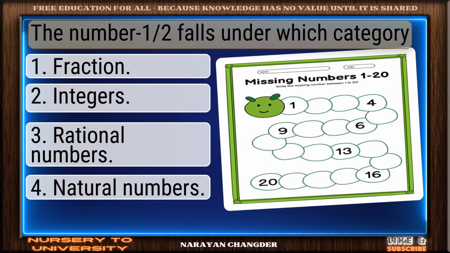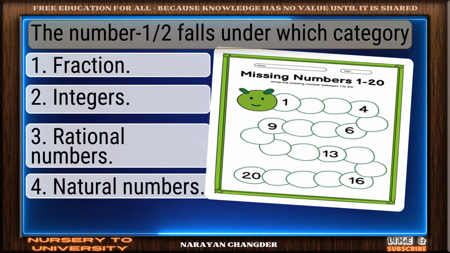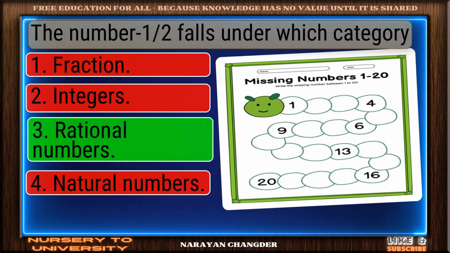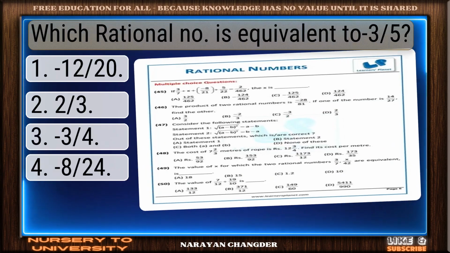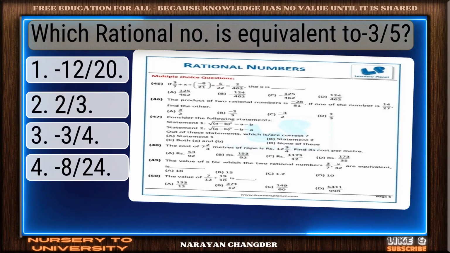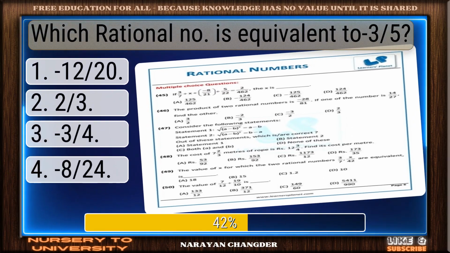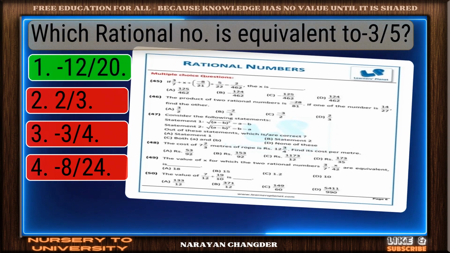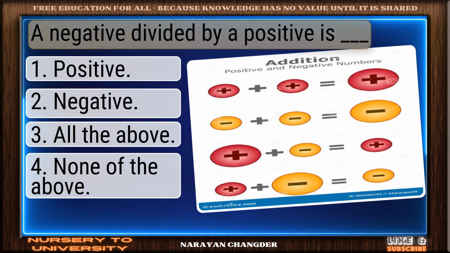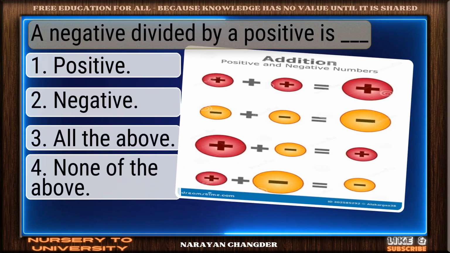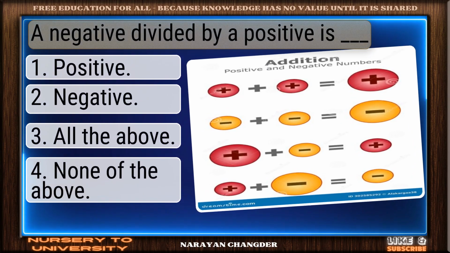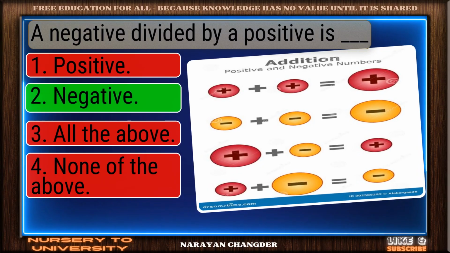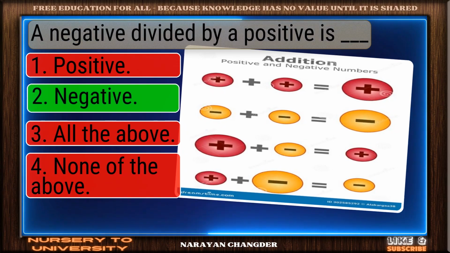Question number 21. The number 1/2 falls under which category? Bravo. Rational numbers is the answer. Question number 22. Which rational number is equivalent to 3/5? On track. 1/20 is the correct answer. Question number 23. A negative divided by a positive is dash. Well done. Negative is the right choice.